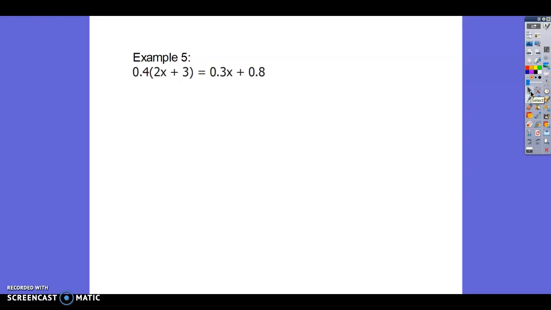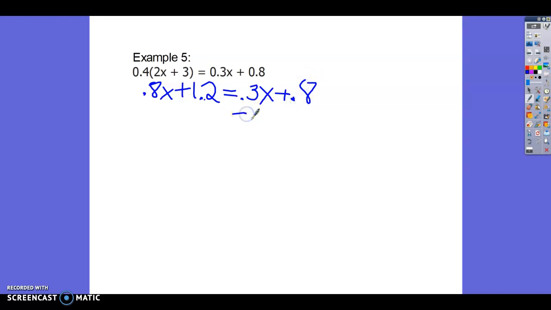Example 5. All right, 0.4 times 2x. 0.4 times 2 is 0.8. 4 times 2 is 8. You've got 1 decimal place. And then 0.4 times 3. 4 times 3 is 12. 1 decimal place, so it's 1.2. And then that equals 0.3x plus 0.8.